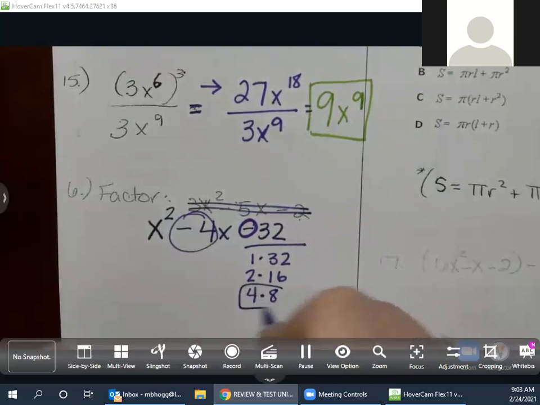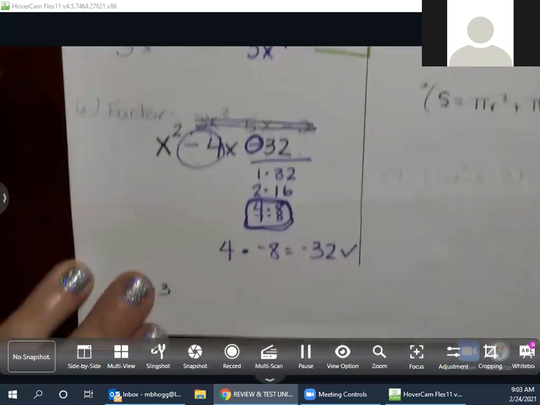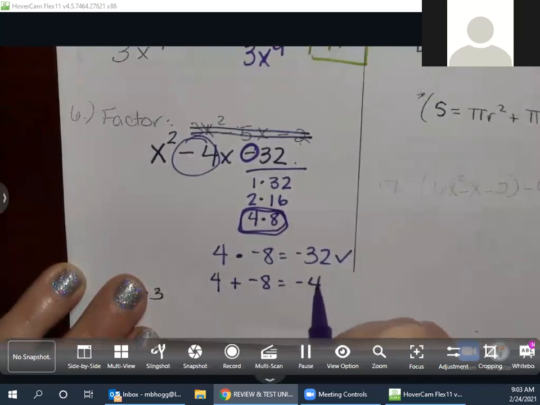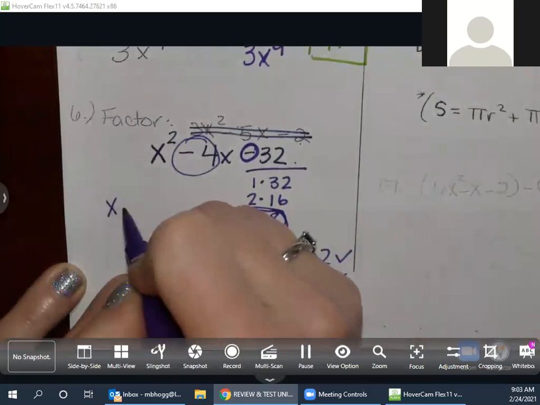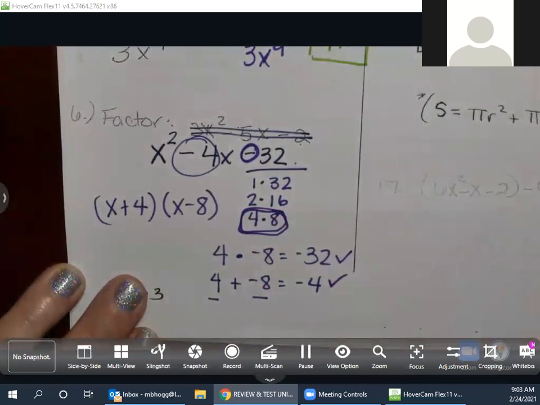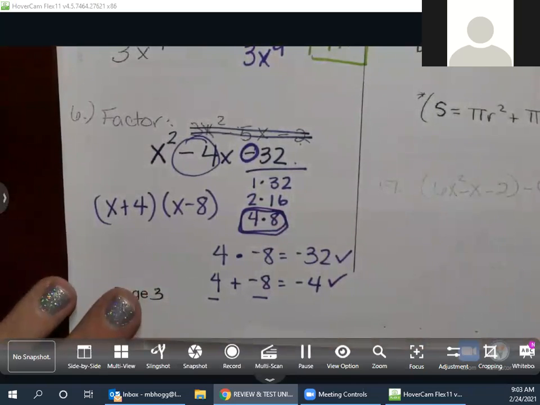Yes. So look at this pair right here. If you had a positive 4 and multiplied that times a negative 8, you would get negative 32, which is what we're trying to get on the end there. And then if you had a positive 4 plus a negative 8, you would get a negative 4, which is what we're trying to get in the middle. So your factors are 4 and negative 8. So how you write it is x plus 4, x minus 8. Okay.